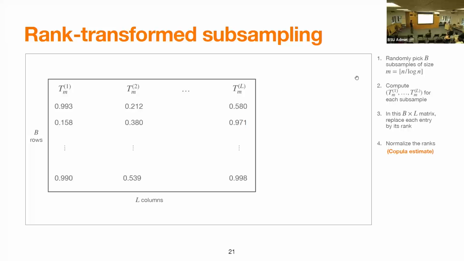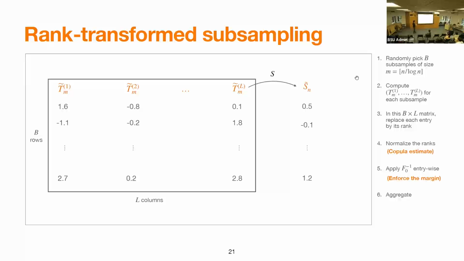Then, as I said, I need to combine the estimated copula with the known marginal. For that purpose, I simply apply the known marginal's inverse CDF function to every entry of this matrix. Now I have the T tilde statistics. I apply my aggregation function row-wise and get the realizations of this aggregated statistic under subsampling. I query its alpha quantile, and that defines the critical value for my aggregated test.